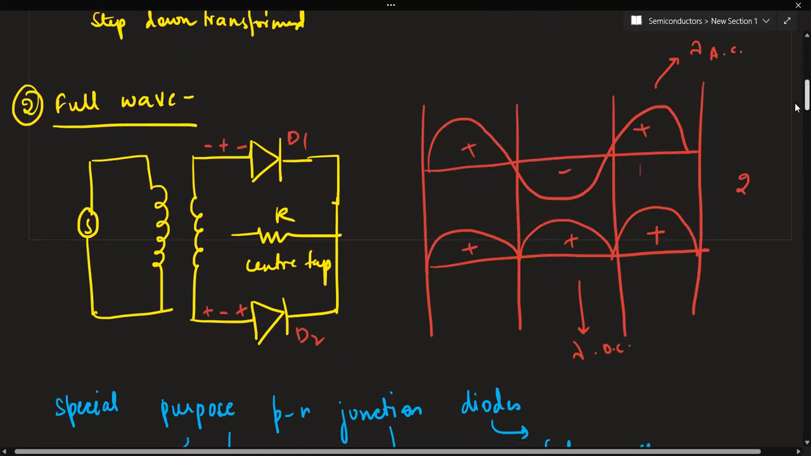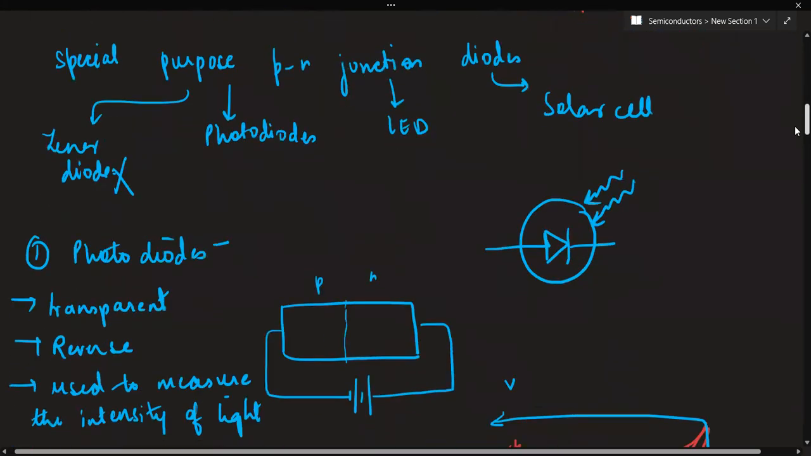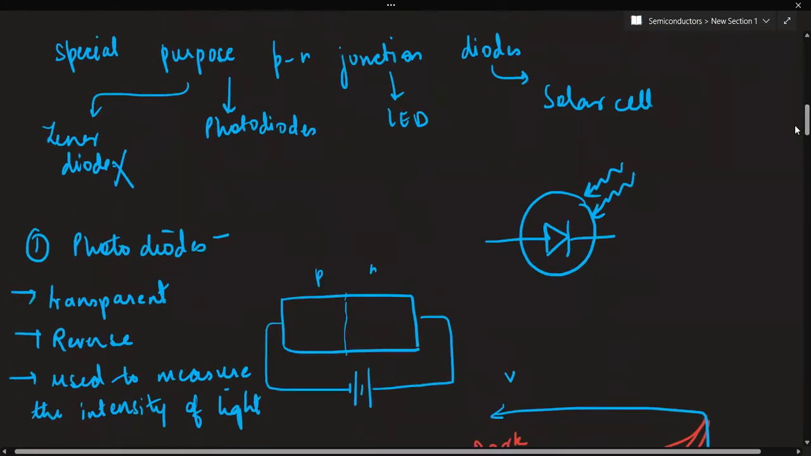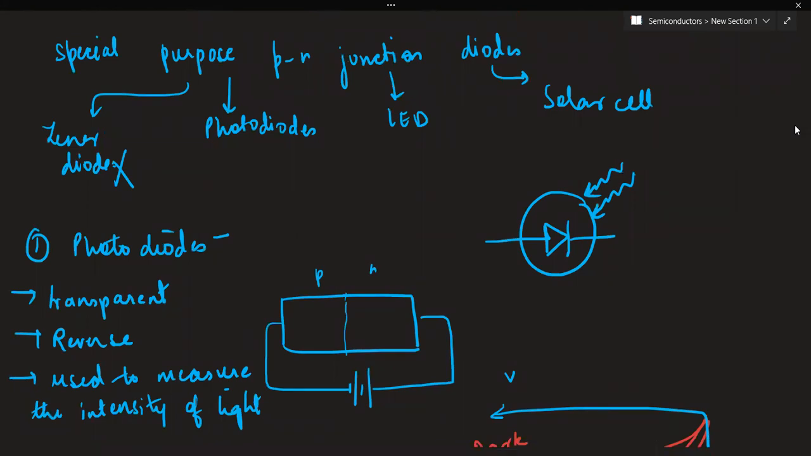Now see, apart from these diodes, we have special purpose diodes, like the Zener diodes, the photodiodes, light emitting diodes, and solar cells. Zener diode has been completely deleted from your syllabus, so you are not supposed to do Zener diode now. But regarding the other special purpose diodes, you should at least know some of the basics of them and should be able to know the graph of each one. Graph is essential because you might get the graph.